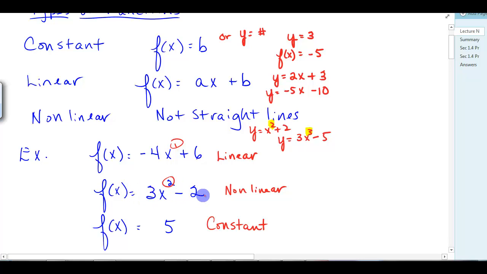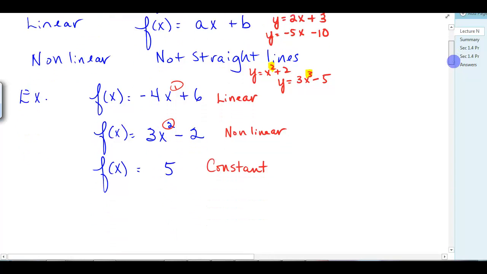You could write it in there for yourself, but that's an understood 1. This one, 3x squared minus 2, is nonlinear. That exponent is larger than 1. And f of x equals 5 would be constant. There is no x term there.